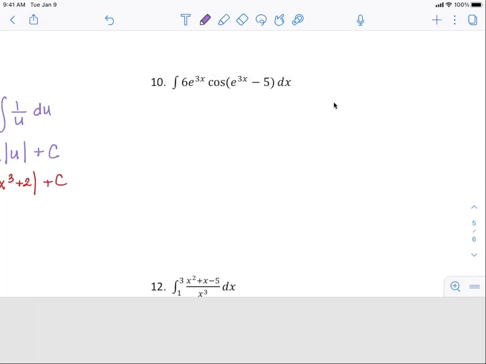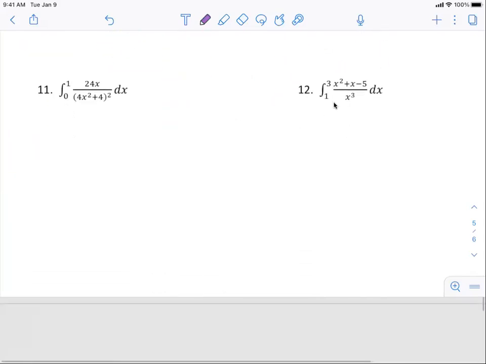Is there an inside and an outside? Yes, we have the inside of cosine. So that would be where I would start for u. Let u equal e to the 3x minus 5. That makes du equal to 3e to the 3x dx. And this is 2 times 3e to the 3x. So we just have that constant multiplier of 2 that we can pull out. And that's going to leave us with just cosine of u du. And I will let you finish that one on your own.